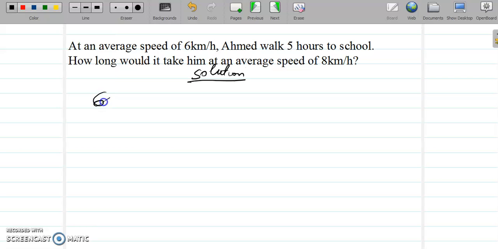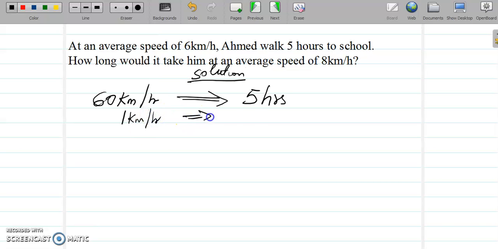Okay, at an average speed of 6 km per hour, Ahmed walks 5 hours to school. Therefore, at 1 kilometer per hour, Ahmed will walk what? Ahmed will walk 6 times what? 5. Which gives us what? Which gives us 30 kilometers. Ahmed will walk 30 kilometers.